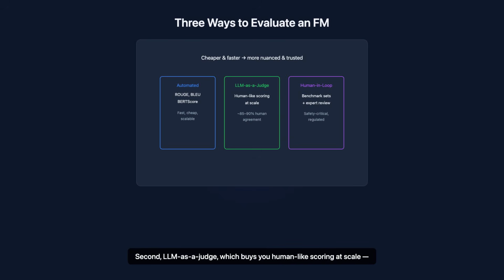Second, LLM-as-a-Judge, which buys you human-like scoring at scale with the human agreement rate we just saw. And third, human-in-the-loop review with benchmark datasets, backed by expert judgments, the tier you reach for when the work is safety critical or regulated. The right answer to an exam scenario is usually whichever tier matches the stakes described.